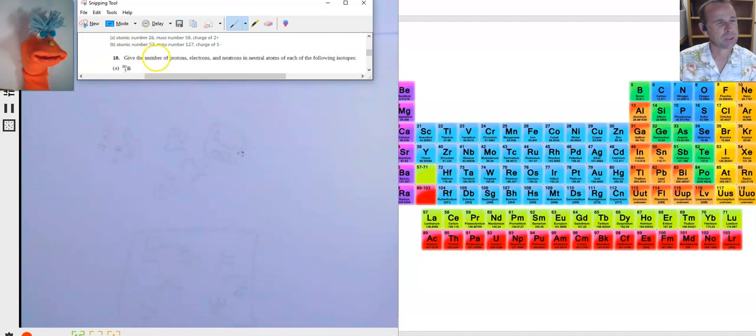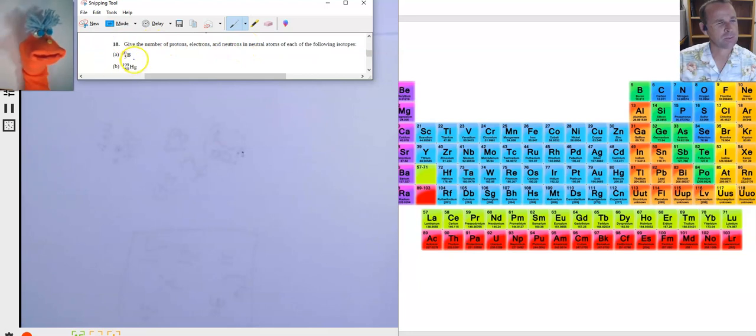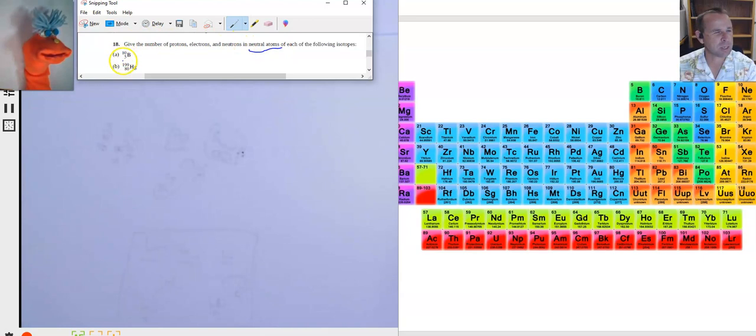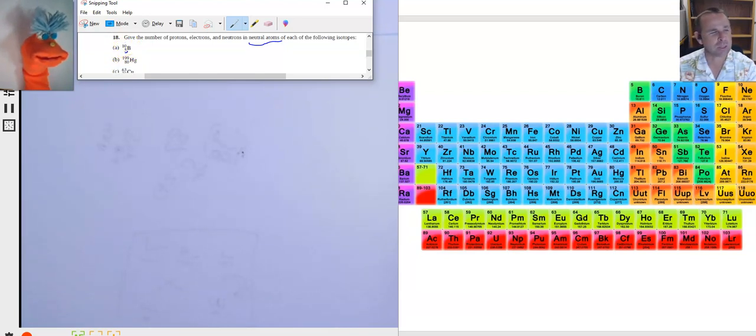18. Give the number of neutrons, protons, electrons in a neutral atom of each of the following isotopes. Protons, 5, electrons, 5. Wait, did these say these are neutral atoms? Yeah, so they're always going to be the same protons and electrons, right? That's right. Same protons and electrons. And this number down here is going to be protons, so this is going to be pretty straightforward, right? Yeah. And then this number minus that will be what? The top number here minus the bottom number? That'll be number of neutrons. That's right. So 5 protons, 5 neutrons, 5 electrons.